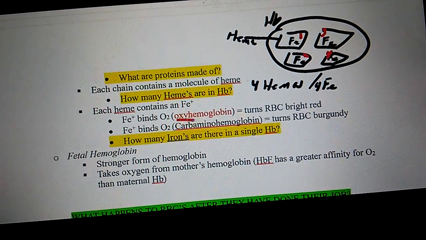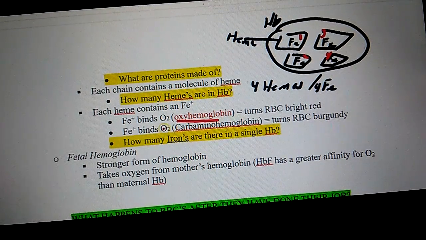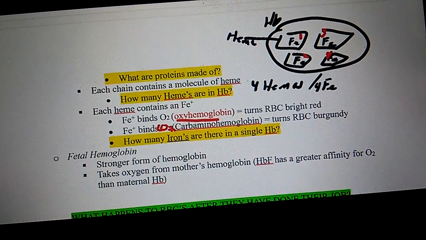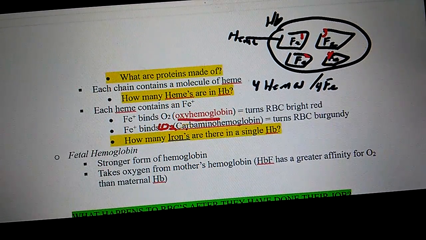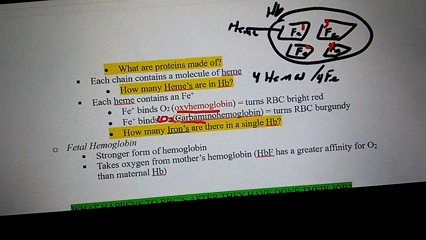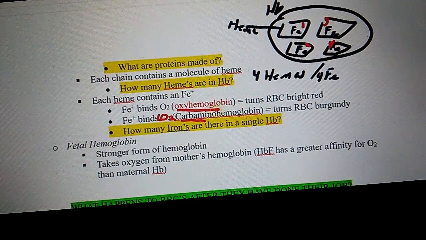When oxygen binds to iron, it's called what? Oxyhemoglobin. When iron binds, and that should be CO2, guys, not O2, that's CO2. When iron binds CO2, what do we call it? Carbaminohemoglobin. When iron binds CO2, it's what? Carbaminohemoglobin. Okay? What color is oxyhemoglobin?